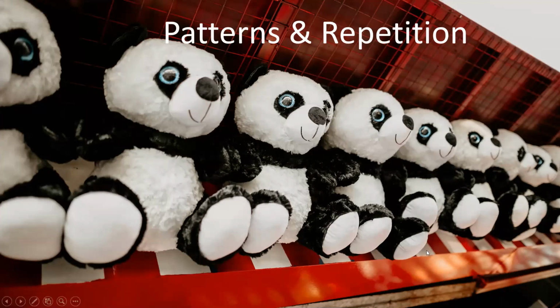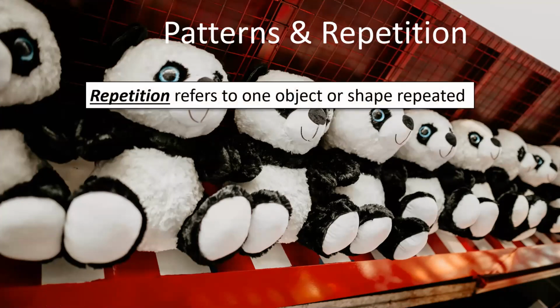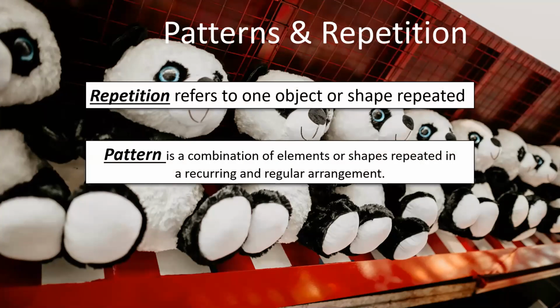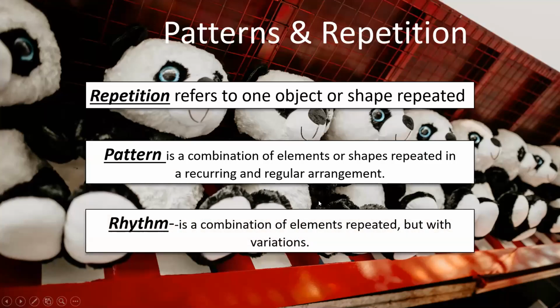All right. So this is a photo I also took when we were in Sky Ranch with my girlfriend, when we went around. To define patterns and repetition, it's really easy to understand, and when the eye sees it, you immediately see the format and pattern. So it refers to one subject or shape being repeated. It's a combination of elements or shapes repeated in a recurring and regular arrangement. We also have rhythm in terms of patterns and repetition because it's a combination of elements repeated but with variations.